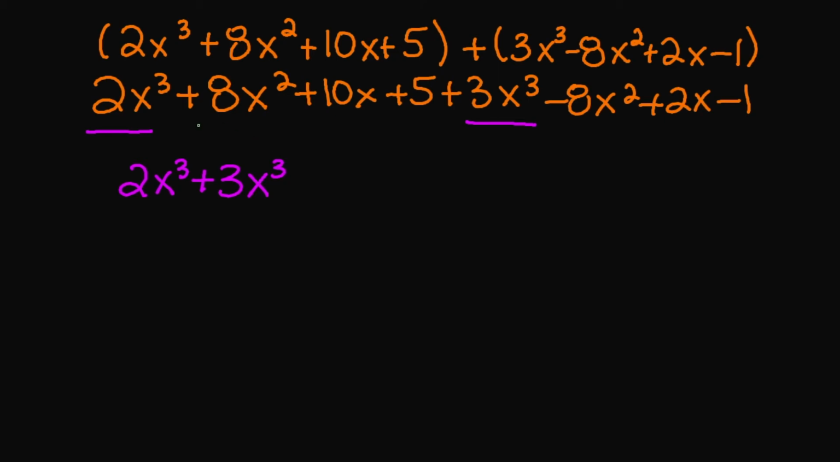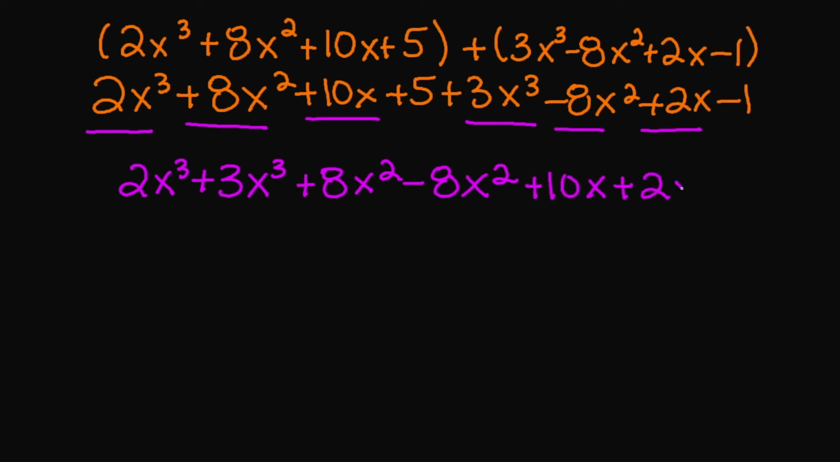Next in line, we have a positive 8x squared and a negative 8x squared. So I'm going to write plus 8x squared minus 8x squared. Next, we have 10x and a 2x here. So I'm going to write plus 10x plus 2x. And then we have positive 5 and a negative 1. So I'm going to write plus 5 minus 1. Now let's combine our like terms.